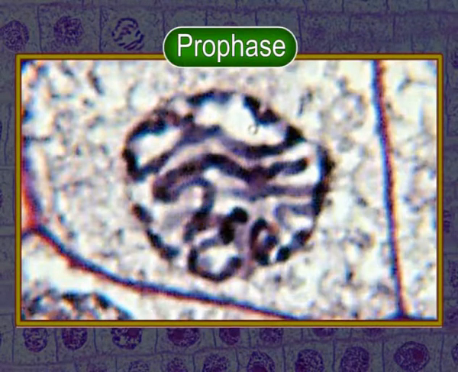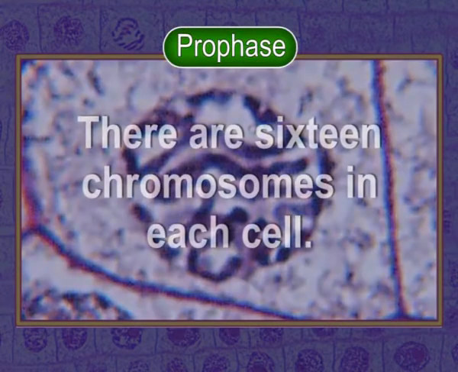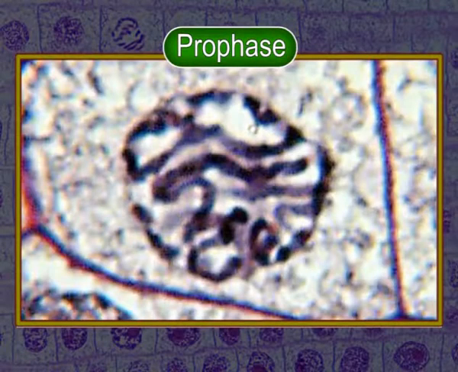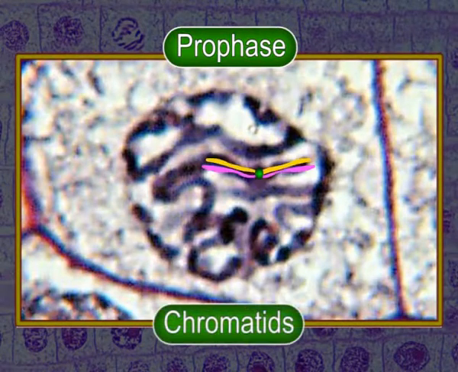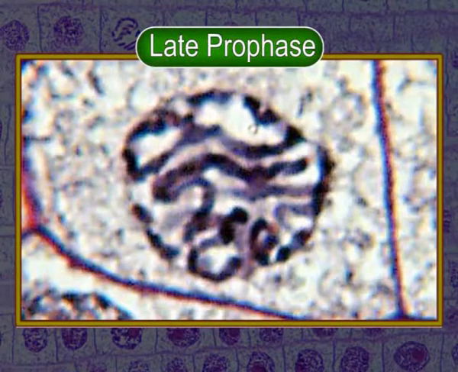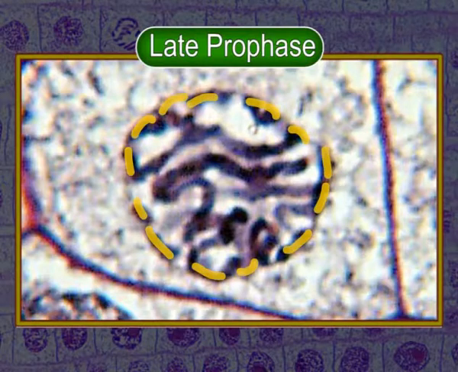Try to count the number of chromosomes in one cell. There are 16 chromosomes in each cell. Each chromosome consists of two chromatids joined at a point called the centromere. As this is the late prophase stage, the nuclear membrane and nucleolus have disintegrated.